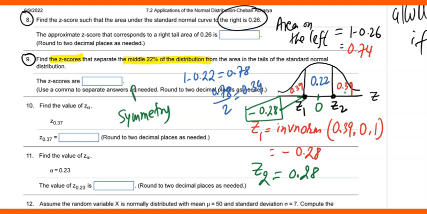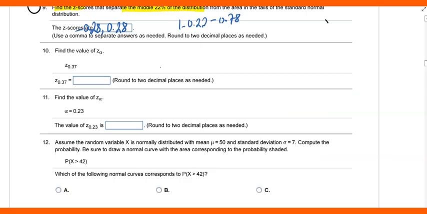By symmetry, Z2 must be 0.28 positive. And how do you put the answer? Remember, use a comma to separate the answers as needed, and round to 2 decimal places. It's going to be 0.28 negative, comma, 0.28 positive. That's the answer for question number 9.